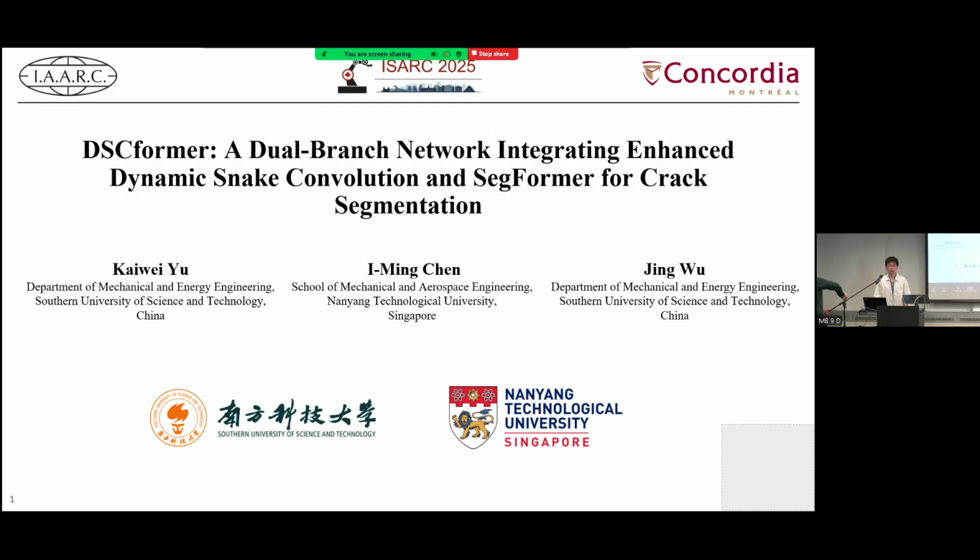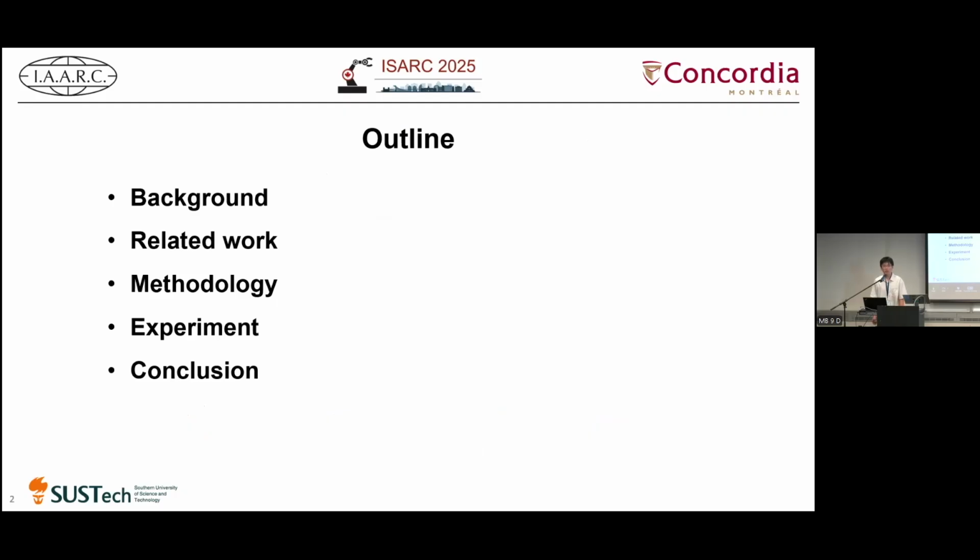Today, the title of my presentation is DSCformer, a dual-branch network integrating enhanced dynamic snake convolution and SegFormer for crack segmentation. Here is the outline. I'll start with background, related work, methodology, experiment, and finally the conclusion.